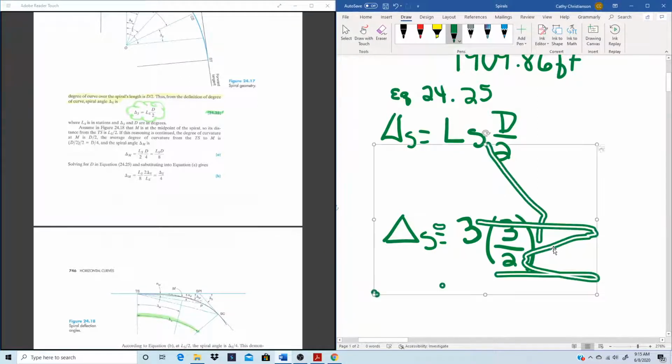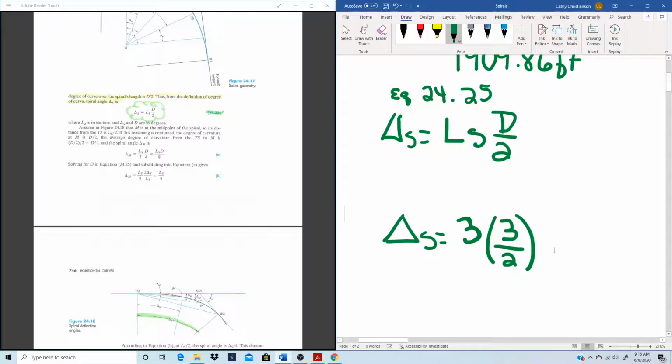This thing's going crazy on me. I'm not even touching the tablet, it's going crazy.